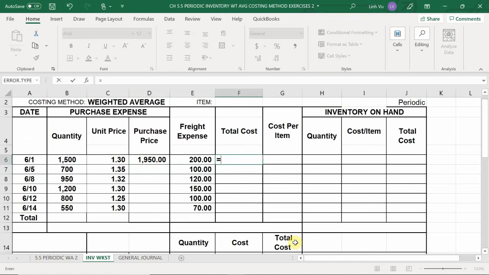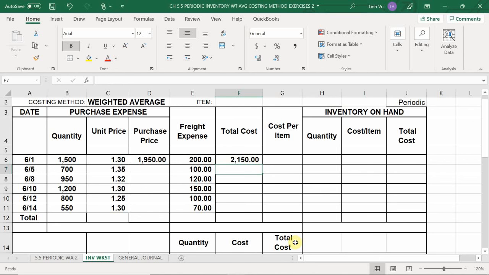1,950. Okay, I got $200 worth of freight to give me a grand total cost of 2,150. Okay, in this case, I obviously know that I have multiple batches of inventory. So in this case, I'm just going to ignore the cost per item and continue going on forth.